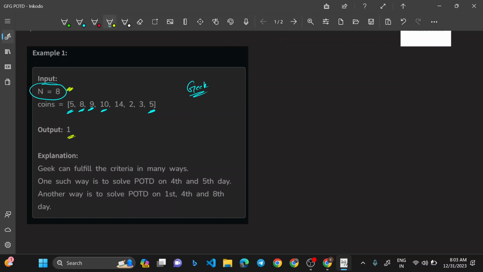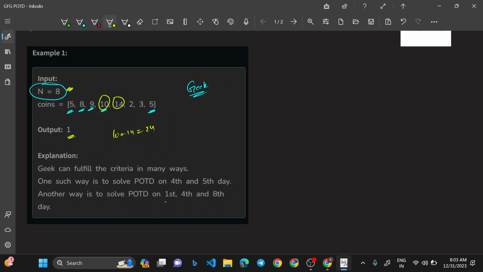Why is this output 1? In the explanation you can see that Geek can fulfill the criteria in many ways. One way is to solve POTD on 4th and 5th day. So if we solve on 4th and 5th day, what is the sum we get? 10 plus 14 equals 24. Is this divisible by 24? Yes, it is. So he can win the merchandise.